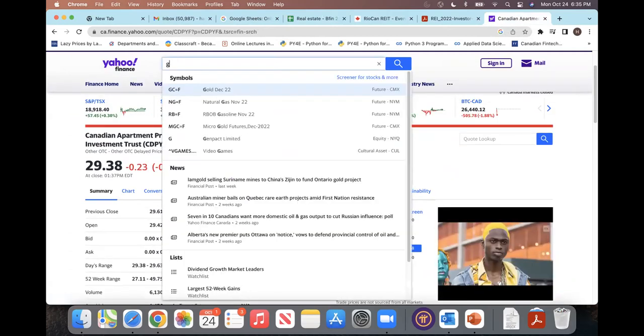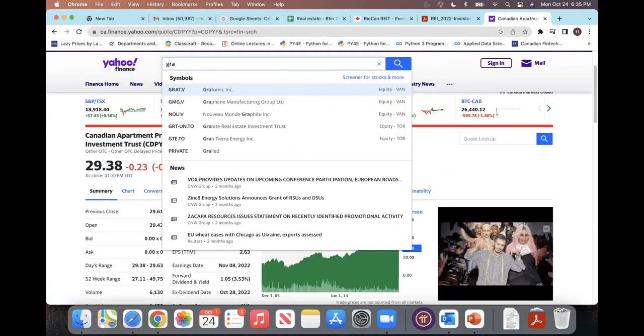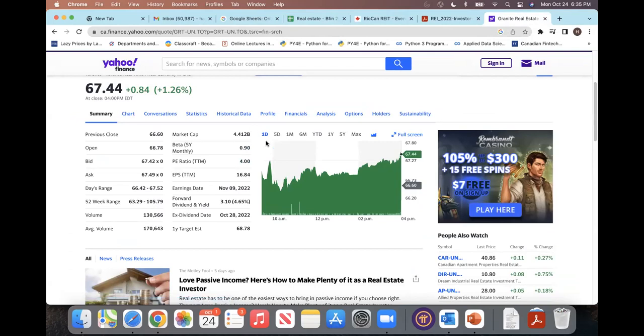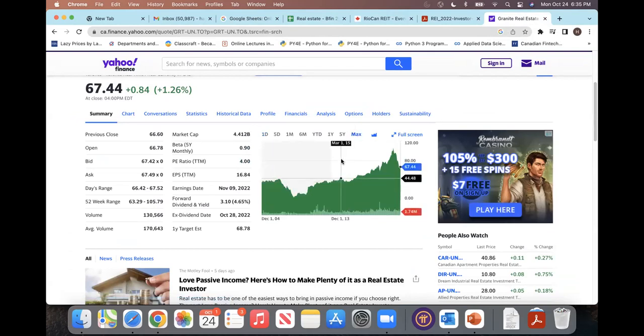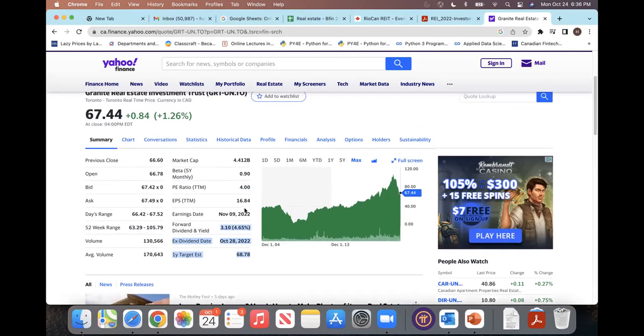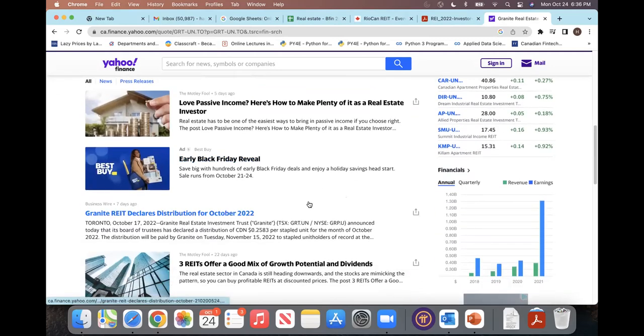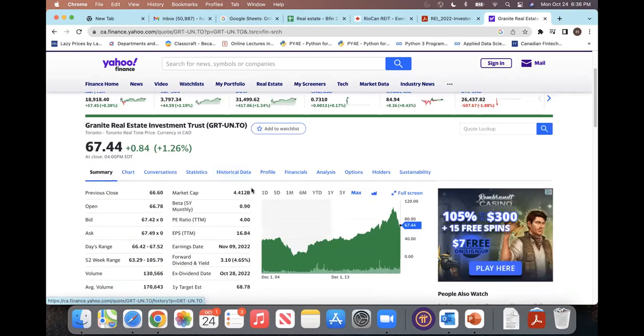Now there are industrial REITs too. An example is Granite. Granite is an example of an industrial REIT. They have industrial properties that they manage. This gives you a 4.65% dividend. So if you buy this stock, every year you get a 4.65% dividend. It might change based on performance, but right now that is what it is.